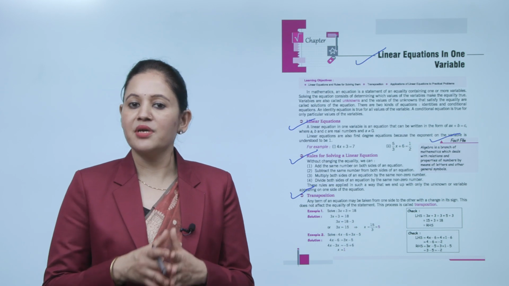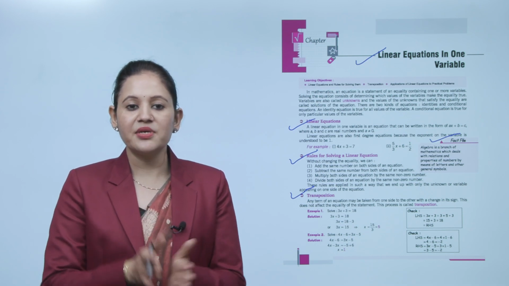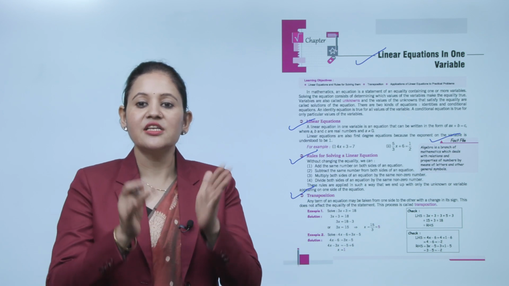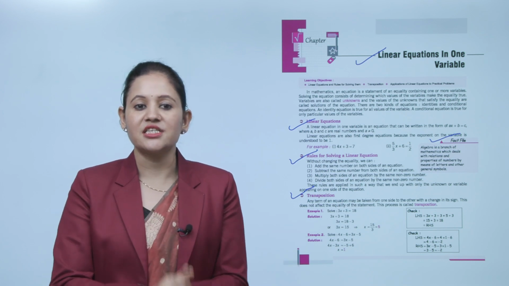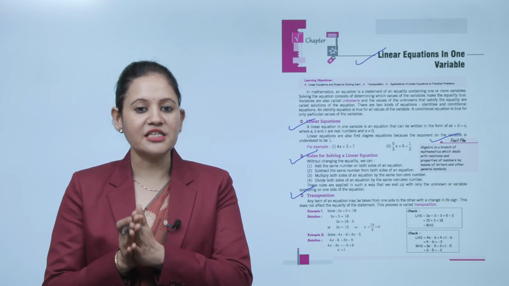Any term of an equation may be taken from one side to the other side with the change of its sign. Means it will go from one side to the other side, its value will not change but sign will change. This does not affect the equality of the statement. The process is called transposition.